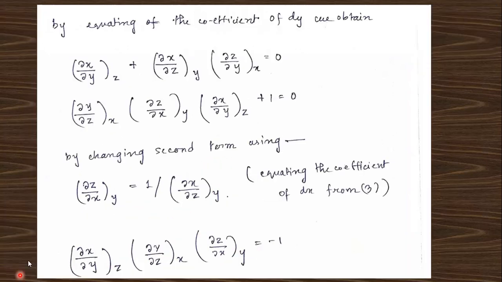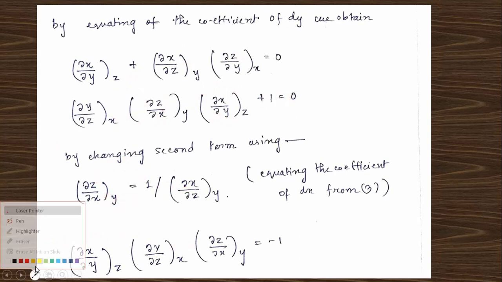So we replace dx and dz here. After replacing, the coefficient of dy will be this one, and by multiplying and changing this equation, you will get this one.